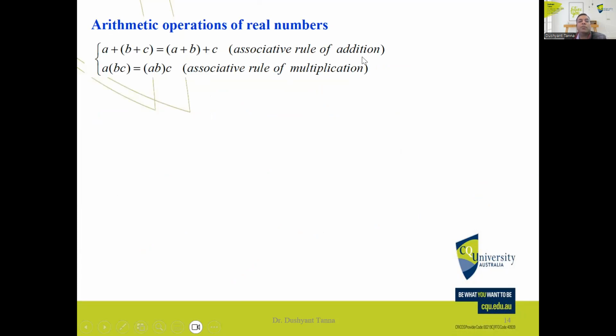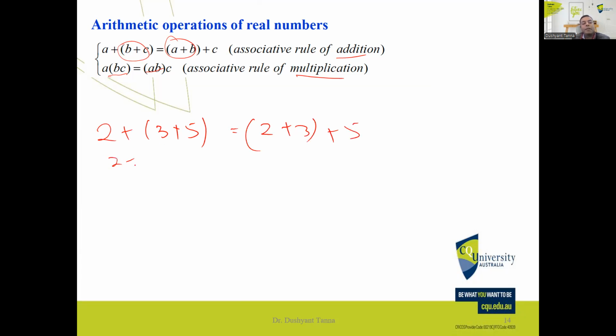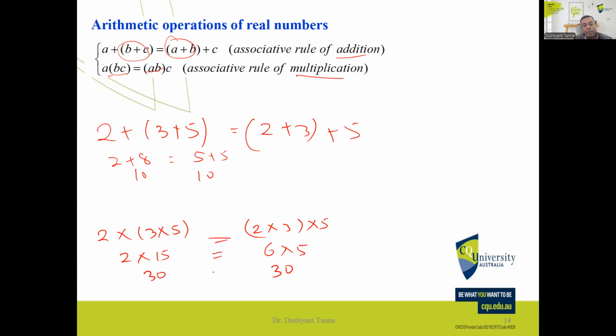Then let's get a bit more fancy: the associative rule of addition and the associative rule of multiplication. Here B and C are associated, here A and B are associated, for multiplication and for addition. What we are saying is 2 plus 3 plus 5 is the same as 2 plus 3 and 5. This is 2 plus 8, which is 10. 5 plus 5 is also 10. Similarly, 2 times 3 times 5 is the same as 2 times 3 times 5. They both will be the same. It doesn't hold true for subtraction or division. It's only addition and multiplication.